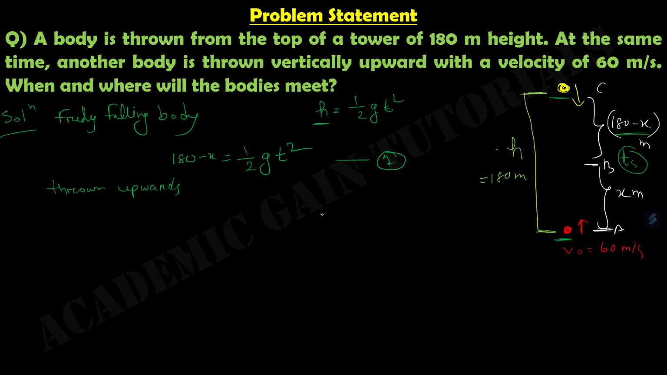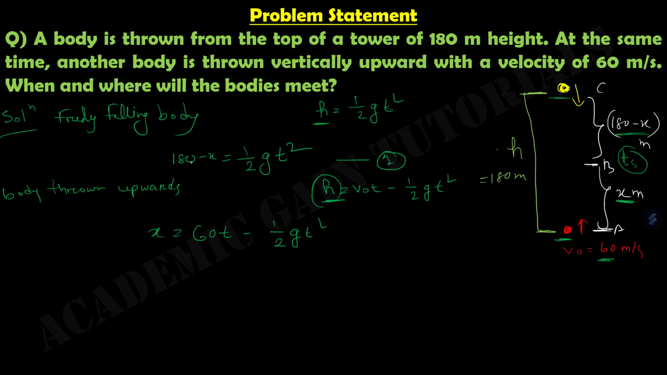For the body thrown upwards, it takes x meter to reach point B. We know the equation h equals v naught t minus half of g t square. Here we represent h as x, and the value of v naught is 60. So we write x equals 60t minus half of g t square. This is equation 2.